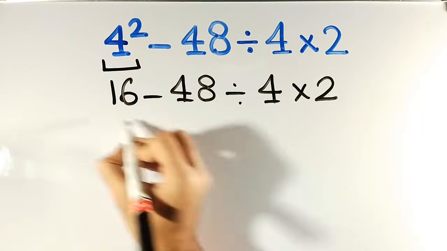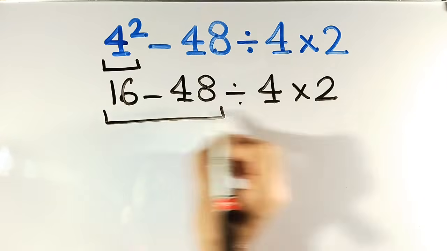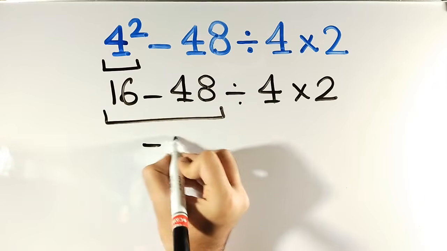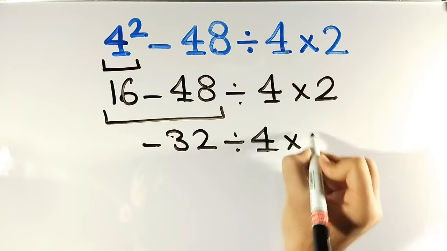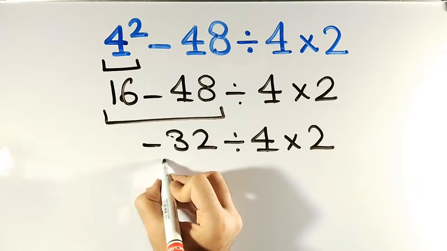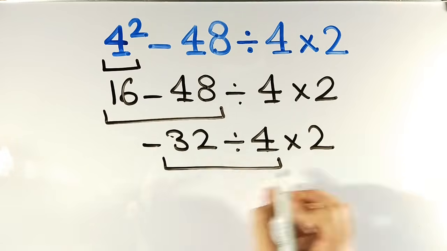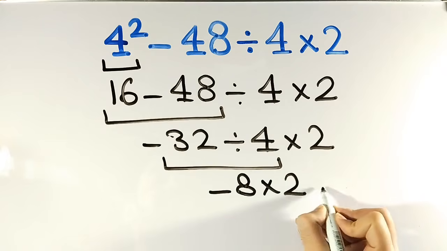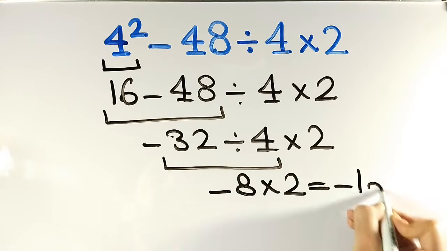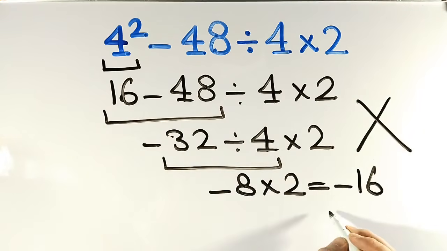And the next step, they go for the subtraction between 16 and 48. And instead of this expression, they write negative 32 divided by 4 multiplied by 2. Then they go for the division between negative 32 and 4. And instead of this expression, they write negative 8 multiplied by 2, which finally gives them the answer negative 16. But this answer is completely wrong.